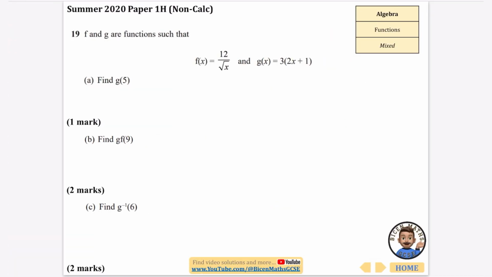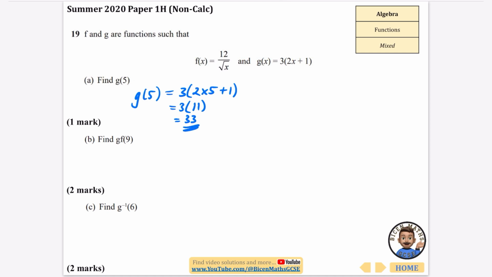Okay, nearly there with the functions questions. f and g are these two functions, and it says find g of 5. Everybody could do this. This literally just means substitute 5 into this part. So 2 times 5 is 10. I'll just write it out slightly more slowly: 3 brackets, 2 times 5 plus the 1. That is 11, and 3 times 11 is 33.